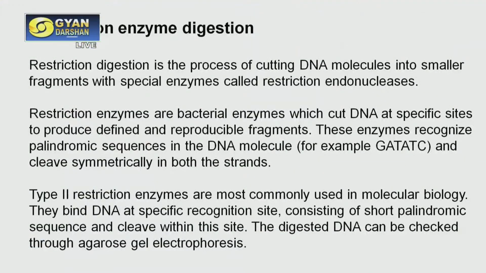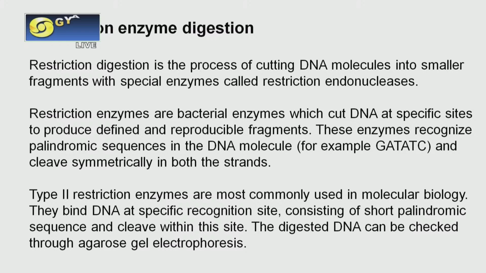Type 2 restriction enzymes are most commonly used in molecular biology, and they bind DNA at specific recognition sites consisting of short palindromic sequences. Now, what is meant by palindromic sequence? That means the sequence, if you read it from 5' to 3' direction, will read the same if you read it from 3' to 5'. So that is known as the palindrome. If you read the sequence from 5' to 3' and if you read the sequence from 3' to 5', it will read the same.